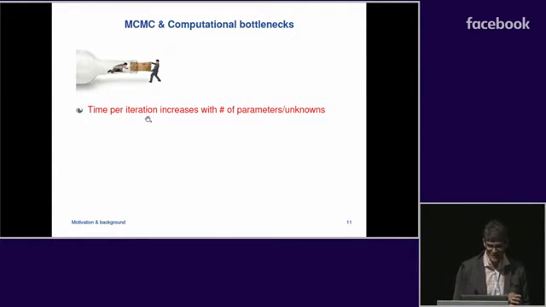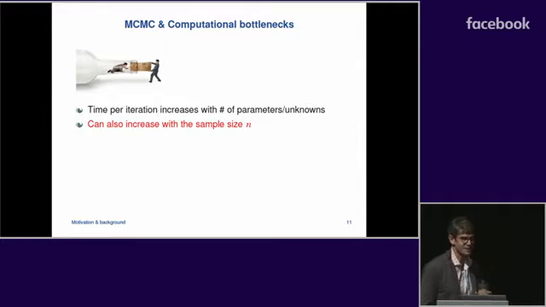Well, potentially the time per iteration might increase with the number of parameters or unknowns and can also increase with the sample size, okay? This would also be true for just about every optimization algorithm in the world as well, but we can start there.